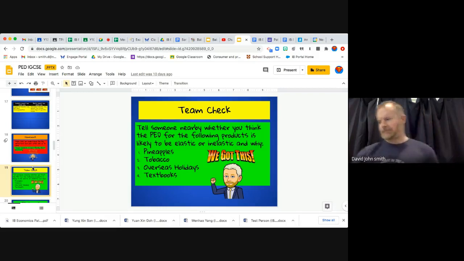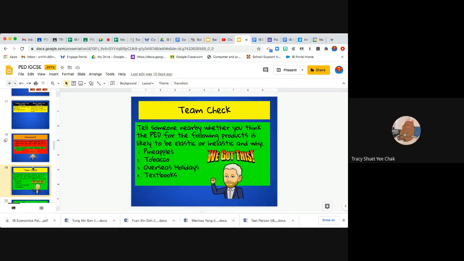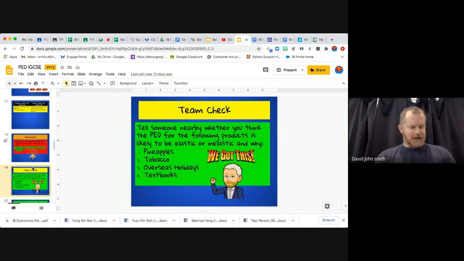Textbooks, what do we think? That's a difficult one. I think it will be inelastic, because it's kind of necessary. Now, there's a bit of a trap for young players with this one. Because here's the secret: is it a textbook that you need? See what I did there?